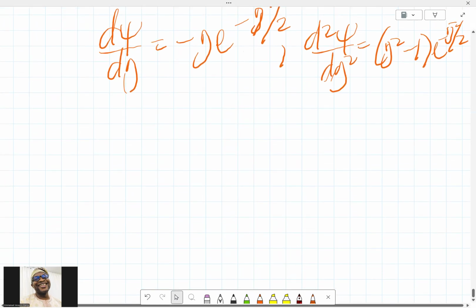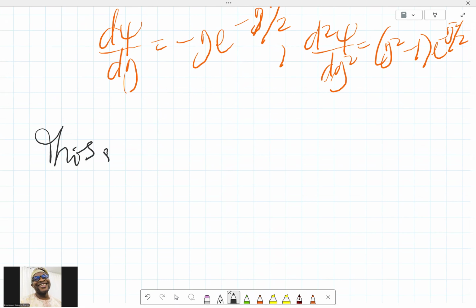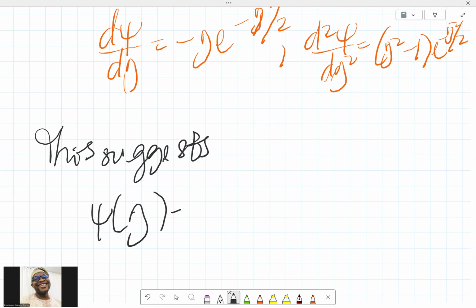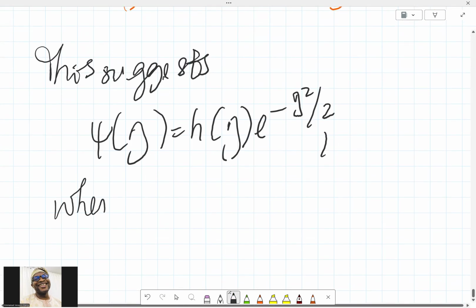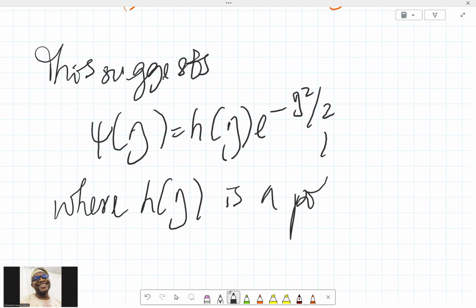So this suggests that psi of eta is equal to h of eta e raised to power minus eta squared over 2, where h of eta is a polynomial.